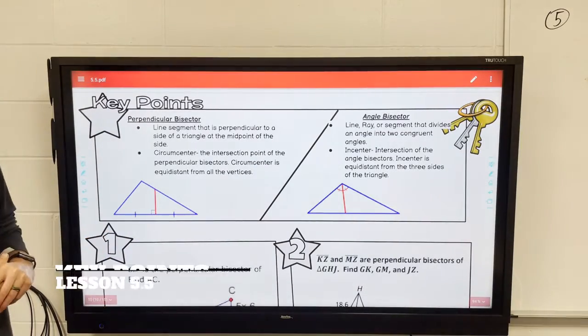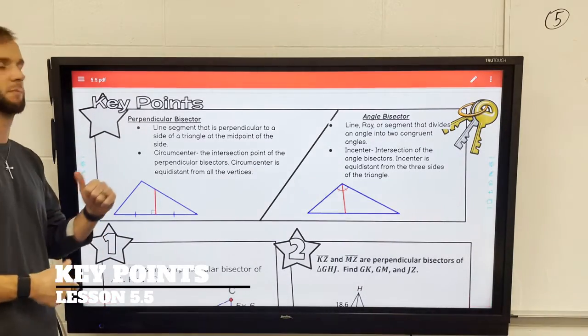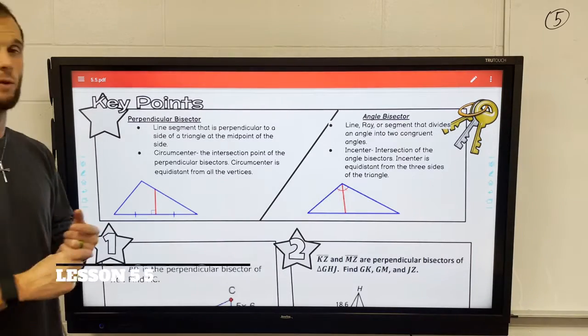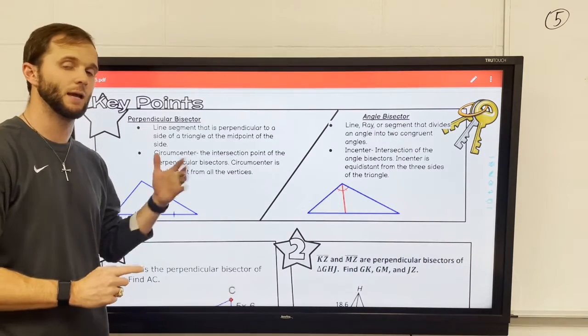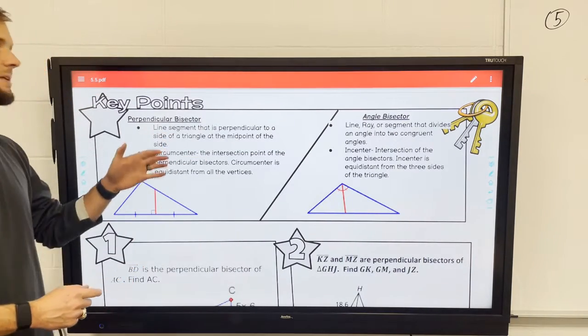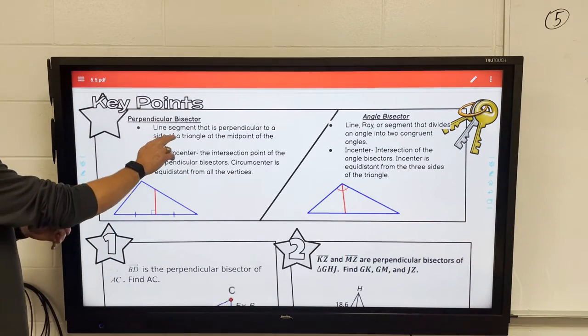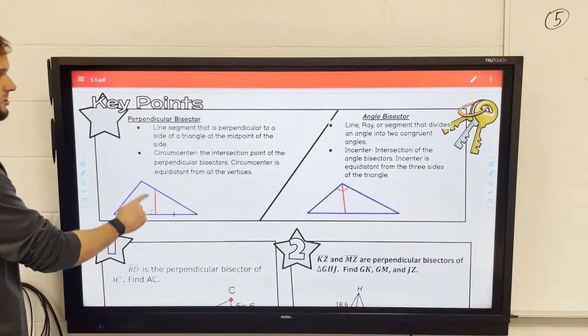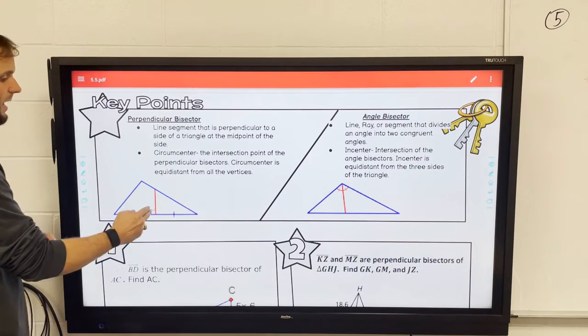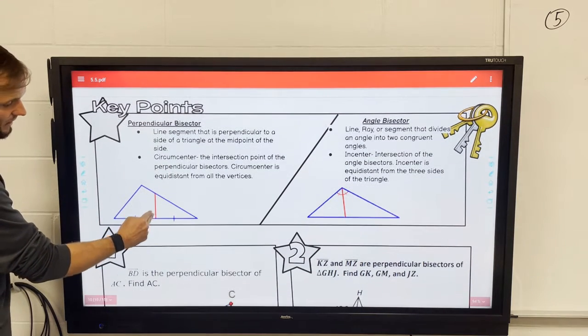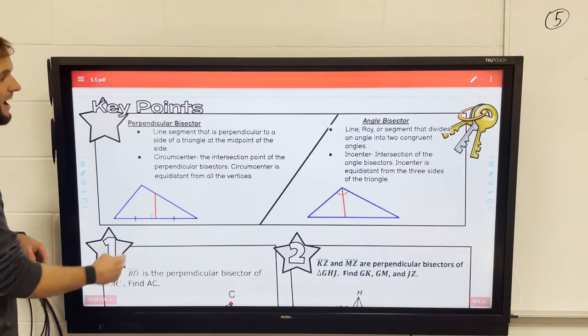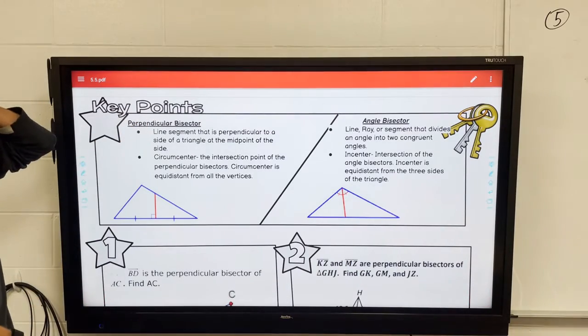Okay, so right here on your key points, the first one we're going to talk about is a perpendicular bisector. We know the word perpendicular means 90 degrees, and the word bisector means it's cutting something in half. So that means the line segment that is perpendicular to a side of the triangle at the midpoint of that side. Right now it's making a 90-degree angle at the side and it's cutting it in half. Again, it's your perpendicular bisector.